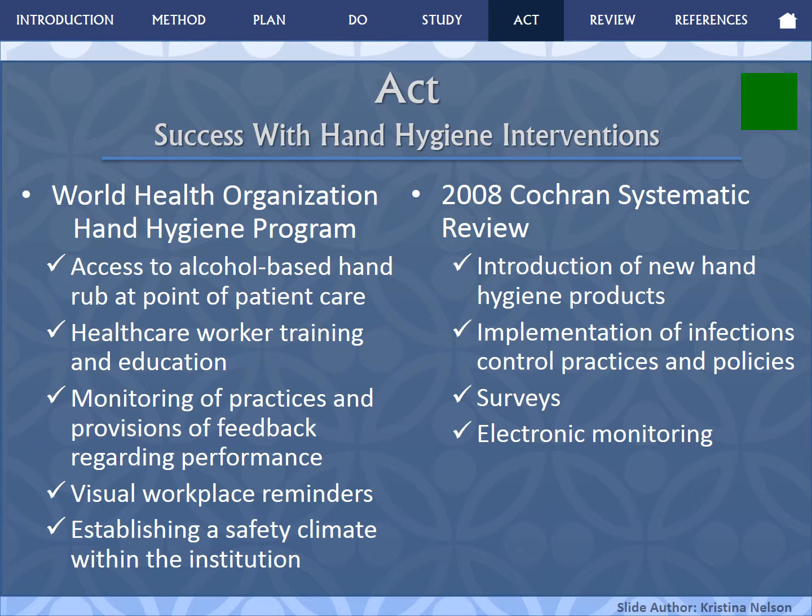These were, number 1, access to alcohol-based hand wash at point of patient care. Number 2, healthcare worker training and education. Number 3, monitoring of practices and provision of feedback regarding performance. Number 4, visual workplace reminders. Number 5, establishing a safety climate within the institution.